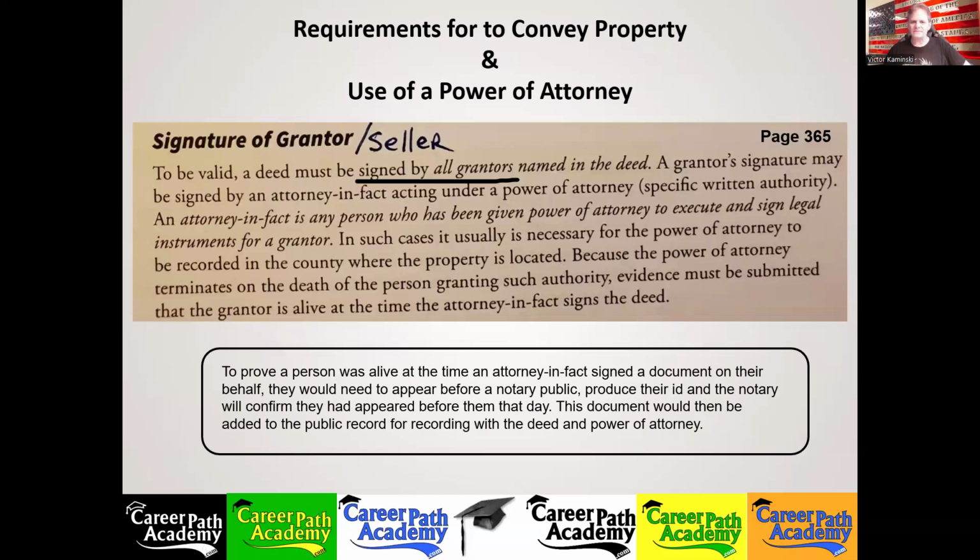How do you do that? Well, to prove the person was alive at the time an attorney in fact signed a document on their behalf, they would need to appear before a notary public, produce their ID, and the notary will confirm that that person appeared before them on that day, any day after that deed was signed. Because if you appeared before a notary on any day after the deed was signed, well, then obviously you were alive when the deed was signed, right? So the document could then be added to the public records with the deed and the power of attorney. Otherwise, it could be under question.